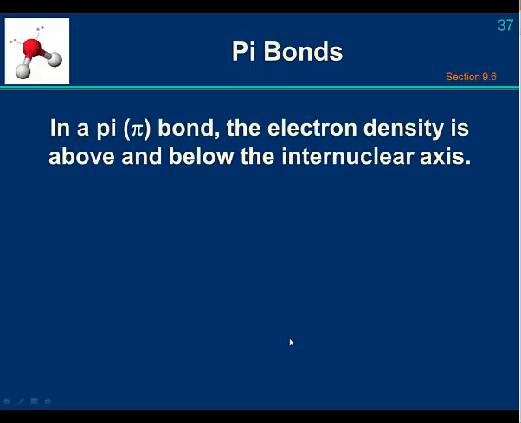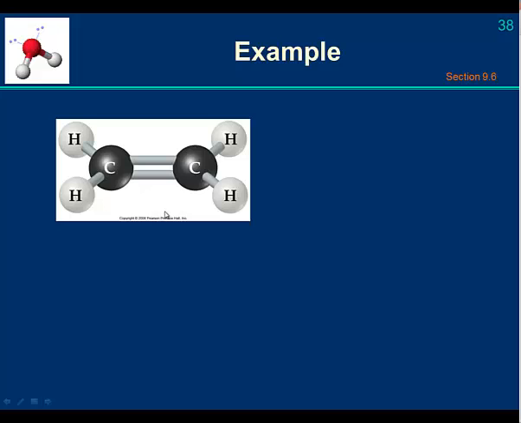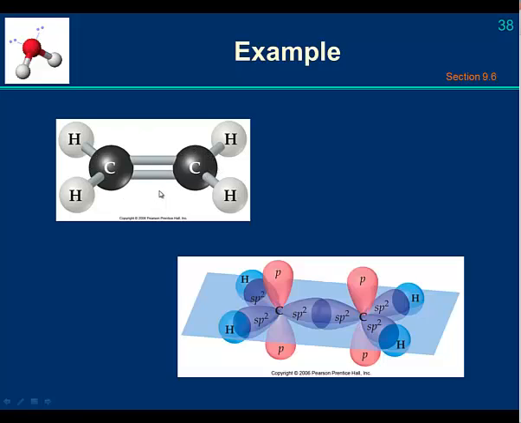So let's take a look at pi bonds. They're above and below the internuclear axis. That's where the electron density is. Pi bond above and below the internuclear axis between two p orbitals. The number of sigma bonds will equal the total number of bonds. 1, 2, 3, 4, 5 sigma bonds. Now we do notice that there's a double bond here, and if there's a double bond, that means there's also one pi bond. So in this molecule, which is called ethene, you have 5 sigma and 1 pi bond.